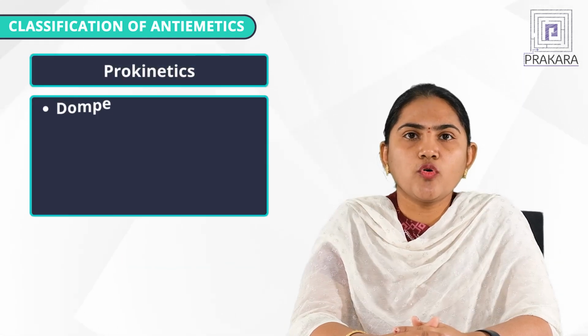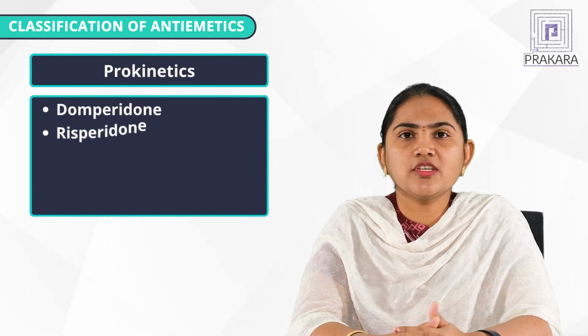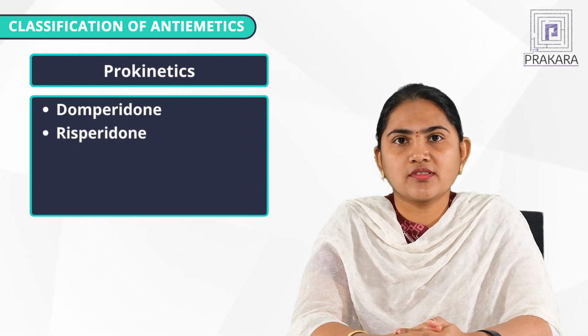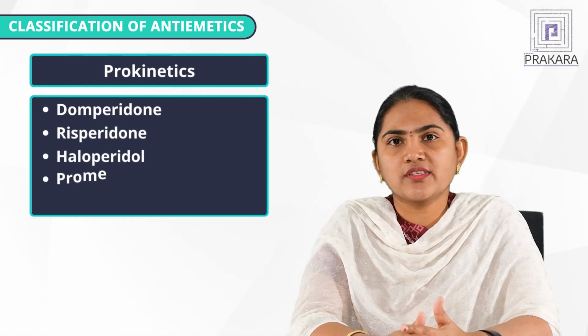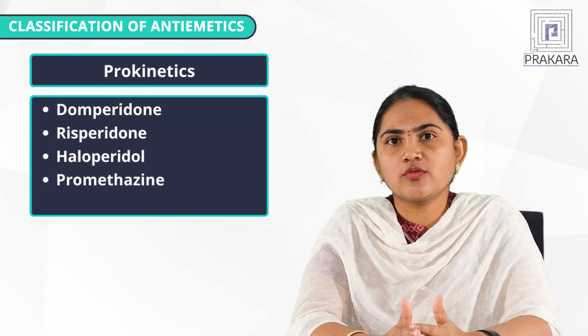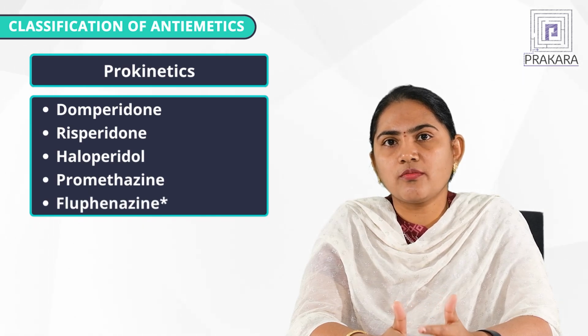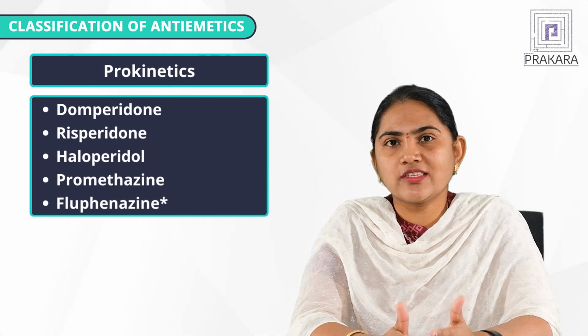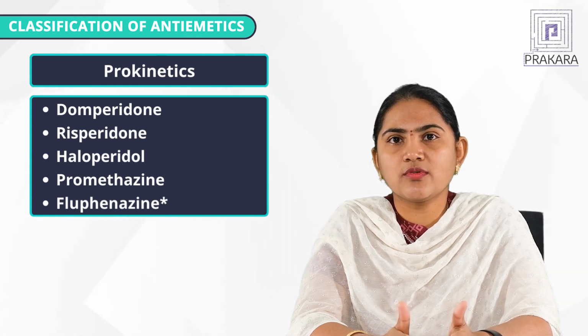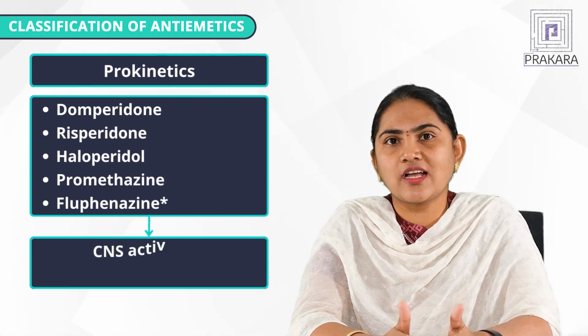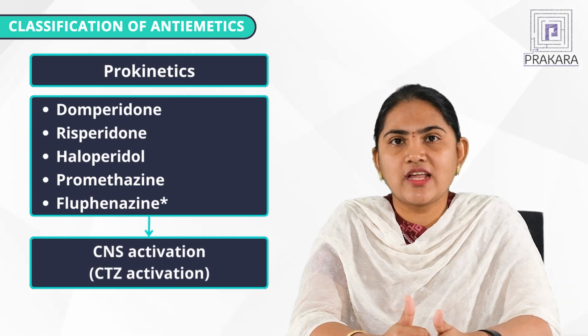Prokinetic agents like domperidone as well as risperidone are major antiemetic drugs. Haloperidol, promethazine, and their derivatives can also be used along with fluphenazine. They are also used in combination with other drugs so that they reduce the emesis which is because of the CNS activation, specifically CTZ activation.